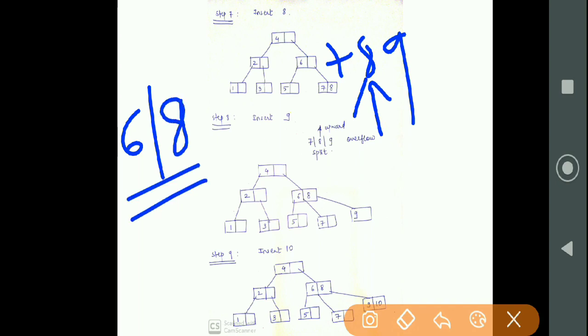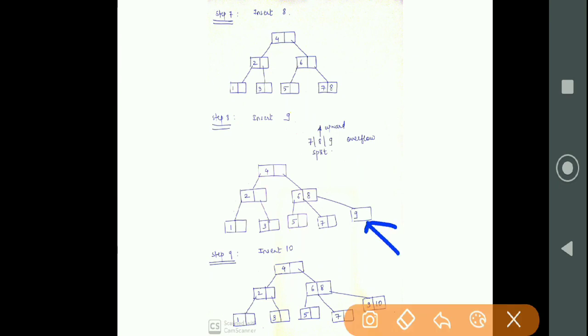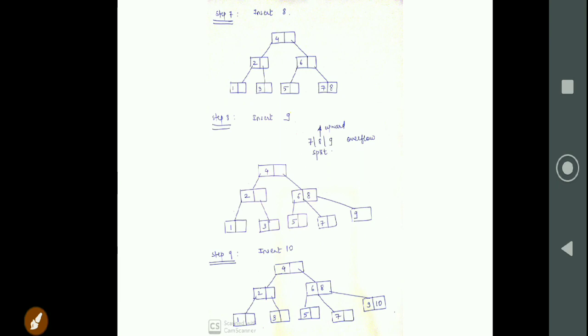So no problem. And then in step 9, we are inserting 10. Whenever we insert 10, we have a vacant place next to 9. So we placed 10 there. So this is our final B tree. And this is how we have to solve the example stepwise. Okay. I hope you are clear how to solve a B tree.